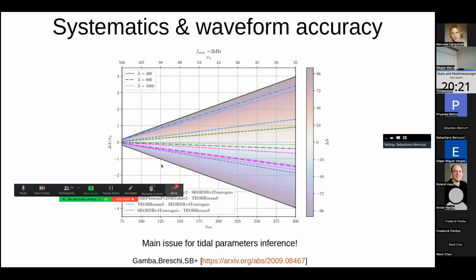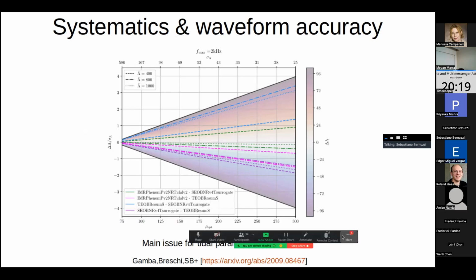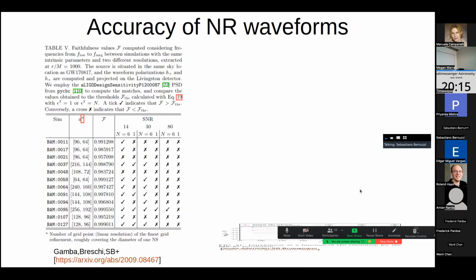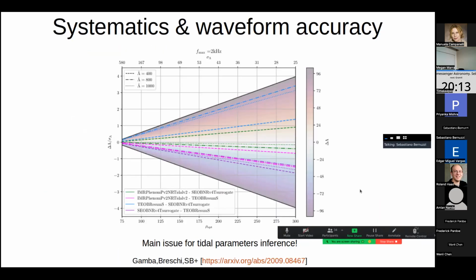And this is done for several approximants. As you can see, these are all the state-of-the-art approximants that are available for analysis. And it indicates that as soon as you go beyond an SNR of 80 or 100, then the measurement will become totally dominated by the systematics.